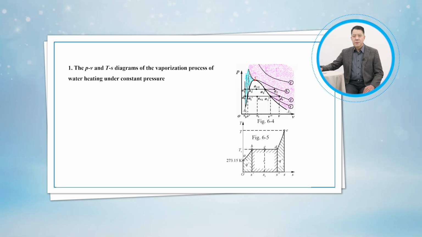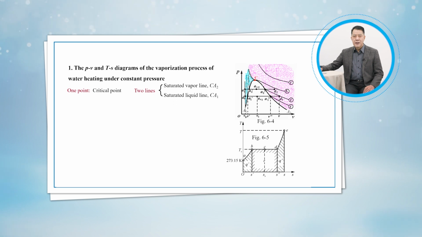2 vaporization process of water heating under constant pressure are shown in figures 6.4 and 6.5, the PV and TS diagrams. Noticeable characteristics in the diagrams include 1 point, 2 lines, 3 regions, and 5 states. 1 point. There is a point called critical point on each diagram.